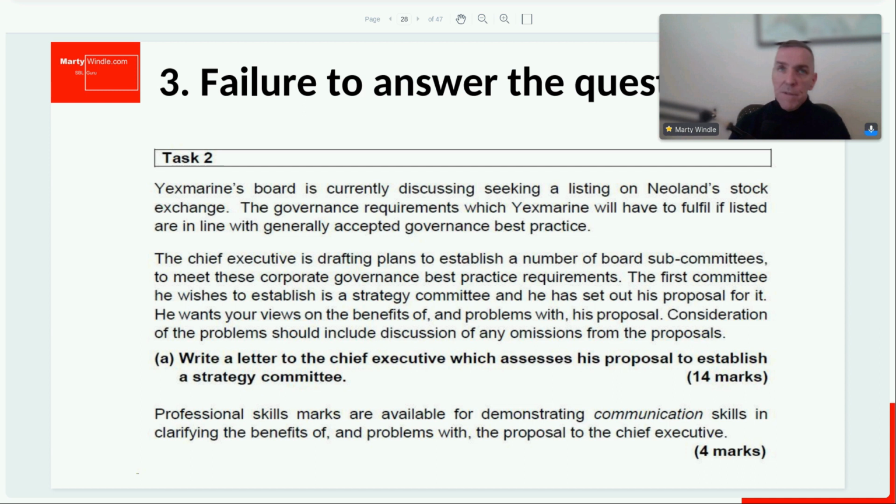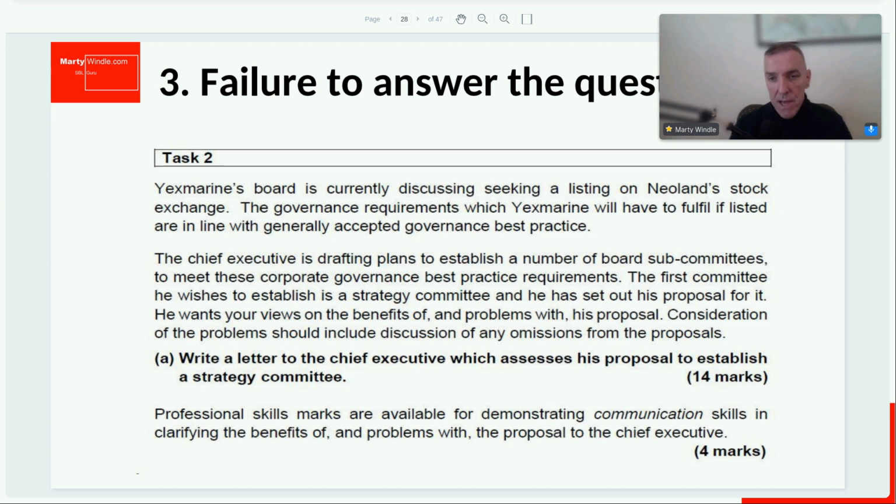So a letter must have Dear, and must finish Yours faithfully or Yours sincerely. So it must look like a letter. The tone must read like a letter. So with a letter, watch out for the format. It can potentially kill your mark in the exam. A lot of students made that mistake in the examination, they didn't write the answer as a letter.